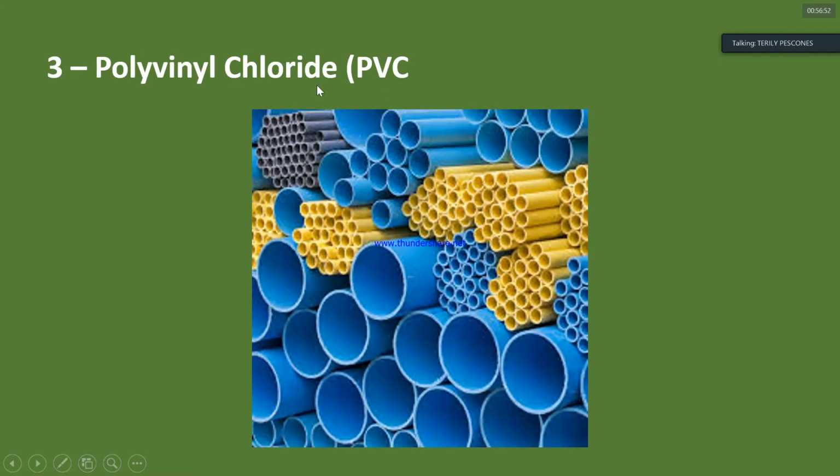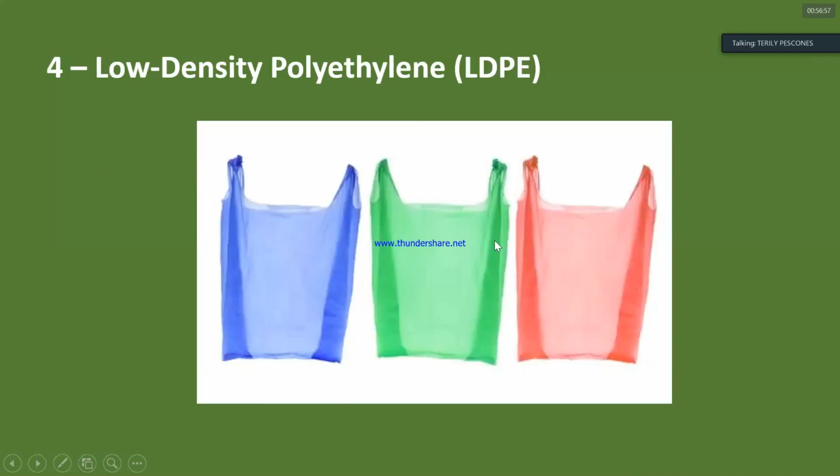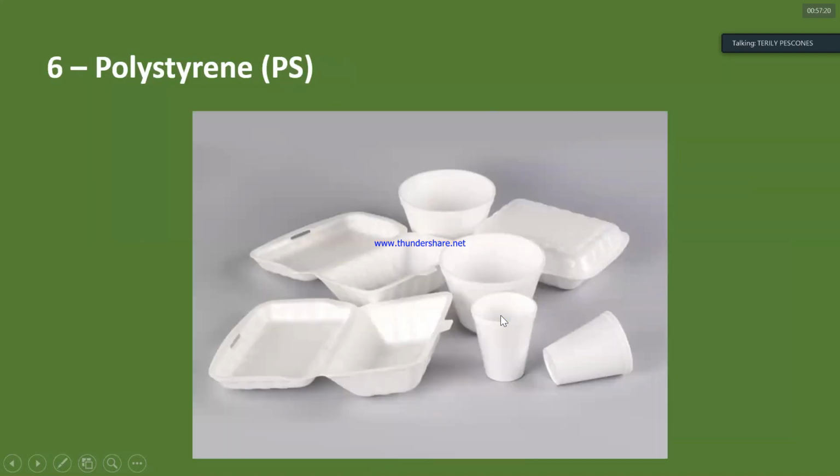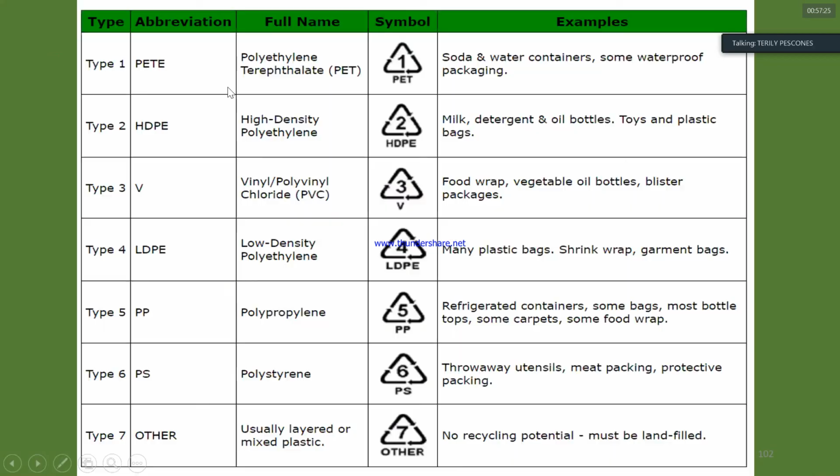O pwede ring V, no? So, polyvinyl chloride. Okay, ito naman yung mga low density polyethylene or the LDPE. Okay, yung mga, ang tawag dito, sando bag, yan tawag natin. Then, you have the polypropylene. Okay. Propylene, magkaiba lang sila ng pinaka-components, no? Okay, polystyrene. Right, so yan yung mga natin.